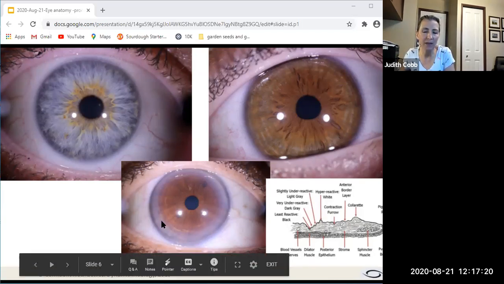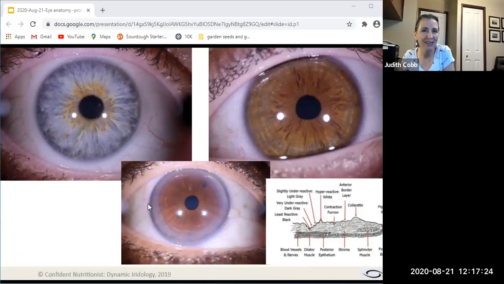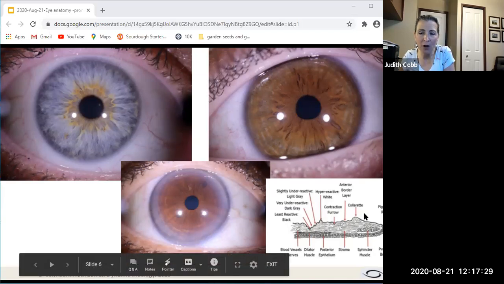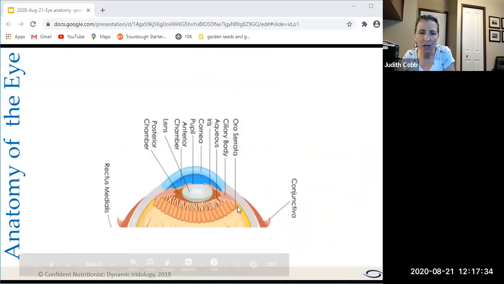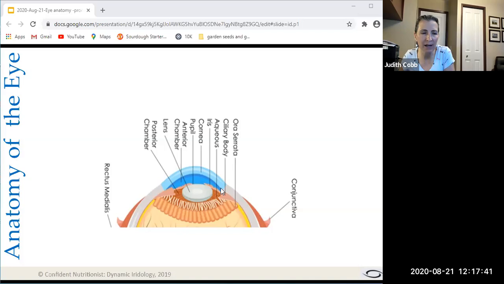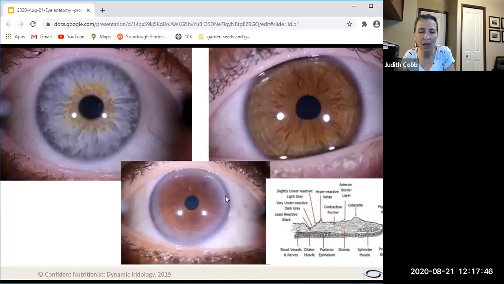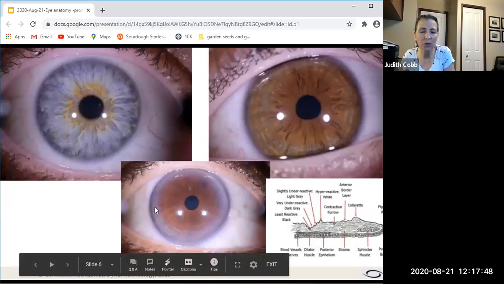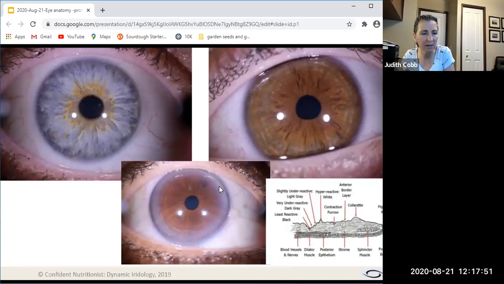Then we have things like this corneal arcus, which actually is not an iris marker. It's in the cornea. So in front of all of this, we're just going to pop back two slides. We have the cornea, and the cornea is what is absorbing the kinds of fats or metabolic byproducts of carbohydrate metabolism. And that's what creates the corneal arcus. Is this making sense?